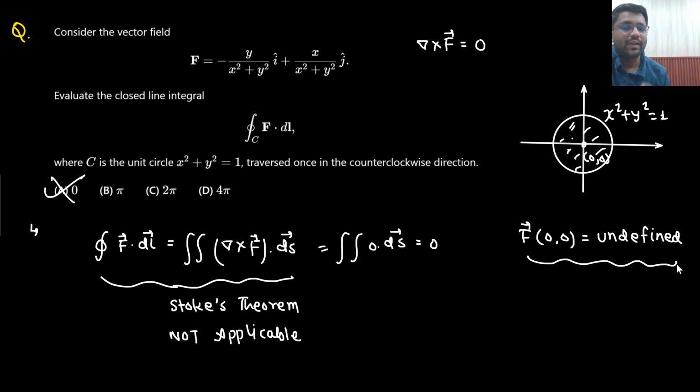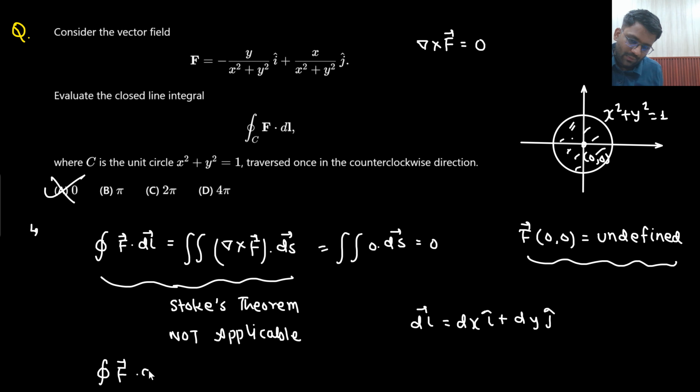So here you will have to solve the question by your simple concept. We need to calculate f dot dl. That means only f dot dl we will have to calculate. What is our dl? dl will be dx i cap plus dy j cap. So the complete process we will have to follow. So what will be your f dot dl? f dot dl will come out to be i cap multiplied with i cap, so this will come out to be minus y dx upon x square plus y square, plus x dy upon x square plus y square.